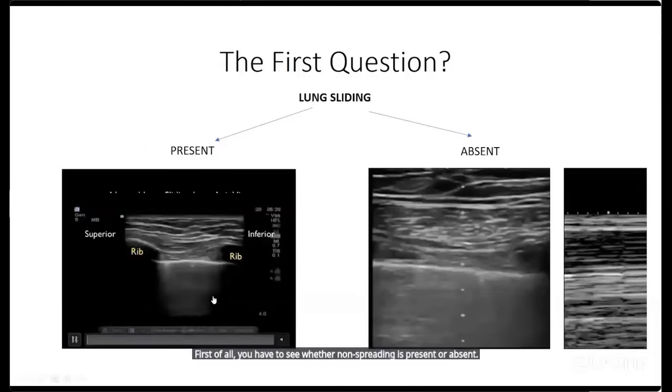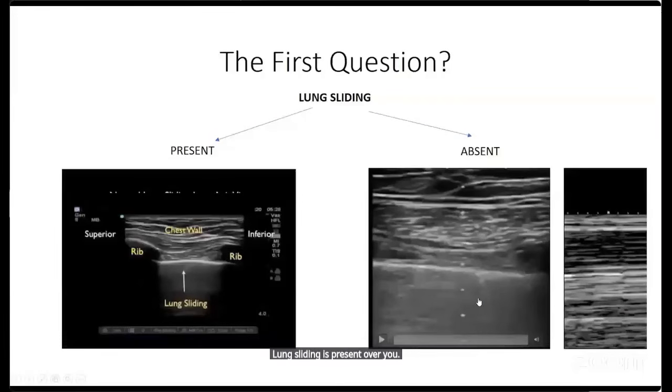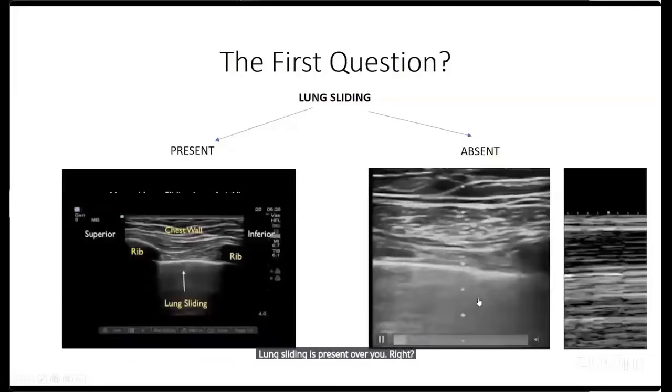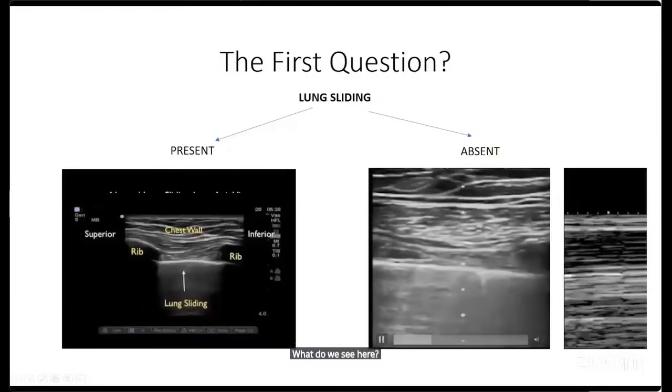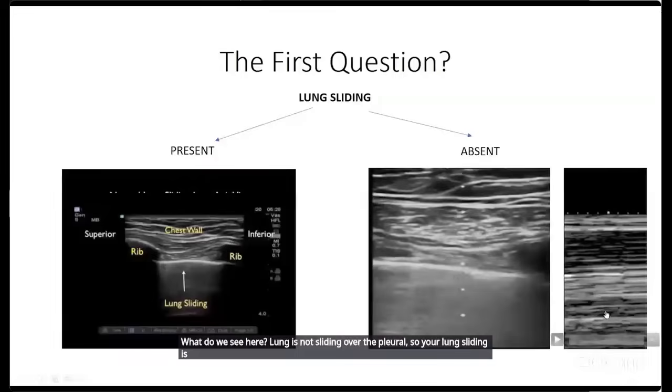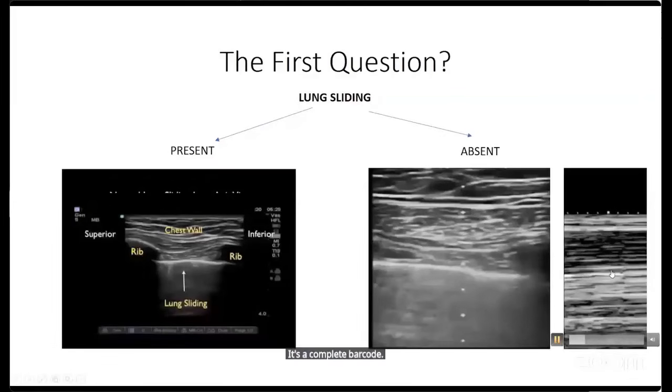First of all, you have to see whether lung sliding is present or absent. Let's see over here. What do we see? The lung is sliding over the pleura. Lung sliding is present over here, right? What do we see here? The lung is not sliding over the pleura, so your lung sliding is absent. And you can see here on the M mode, it's a complete barcode. We cannot see the seashore sign.